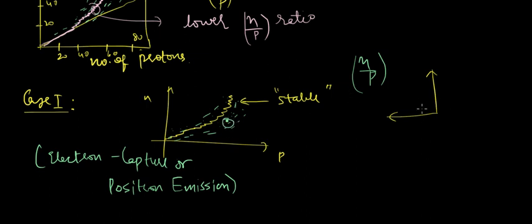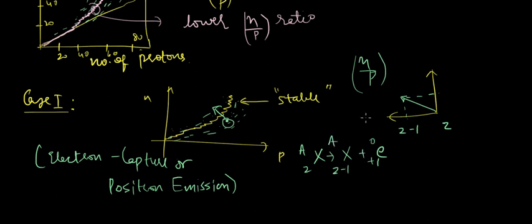So the graph then tends to move towards this side. The n by p ratio moves towards Z minus 1 from Z. Moving here, a positron emission takes place wherein the atom X goes to Z minus 1 X A with a positron emission, so that the n by p ratio, which was initially lower, increases.